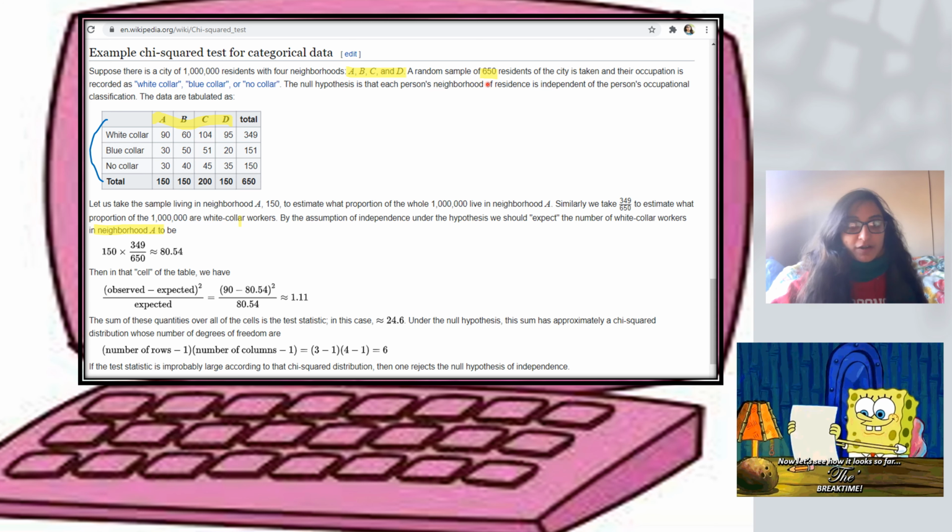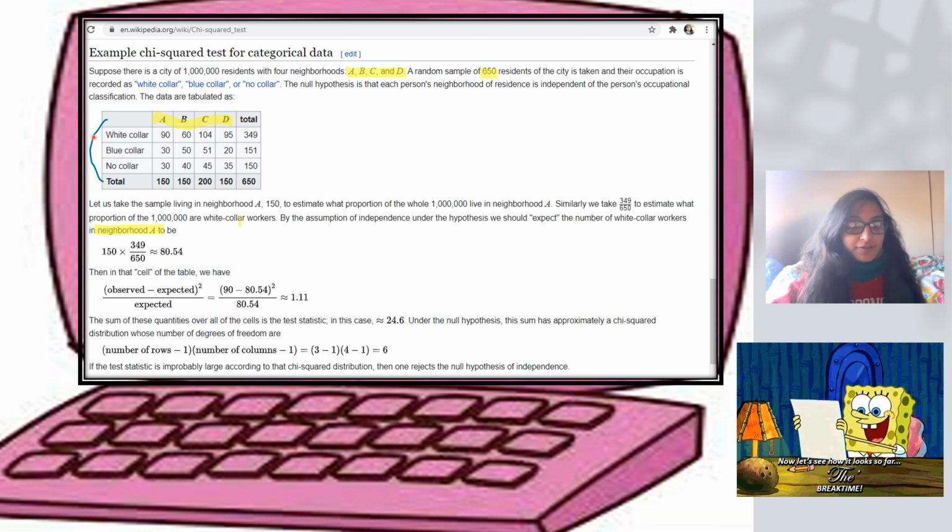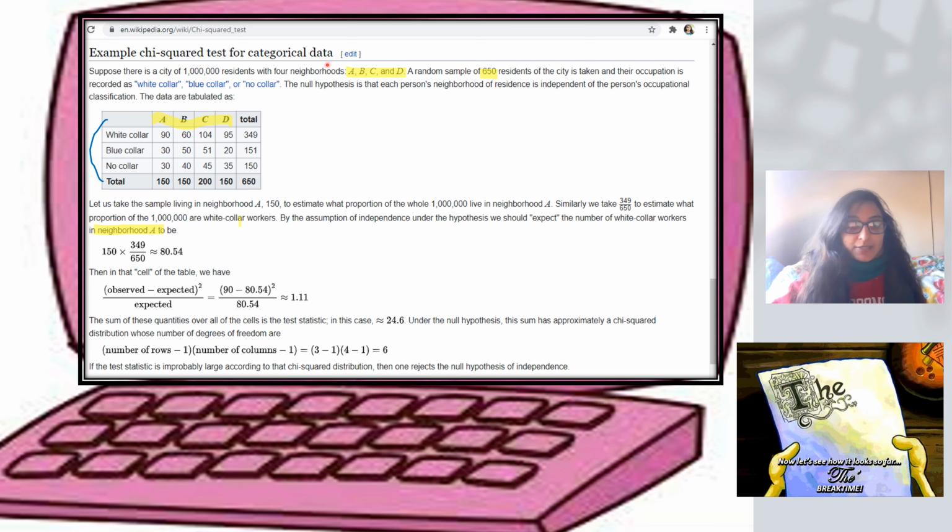So out of this 1 million, we just took 650 individuals randomly, and the null hypothesis is each person's neighborhood of residence is independent of each person's occupational classification. What that's saying is it really doesn't matter what occupation, if they don't have a collar at all, if they're blue collar, if they're white collar. It really doesn't matter what neighborhoods they choose, whether it's A, B, C, or D. And we have this contingency table of categorical data, so we're going to do a chi-square test to find out if that's the case.